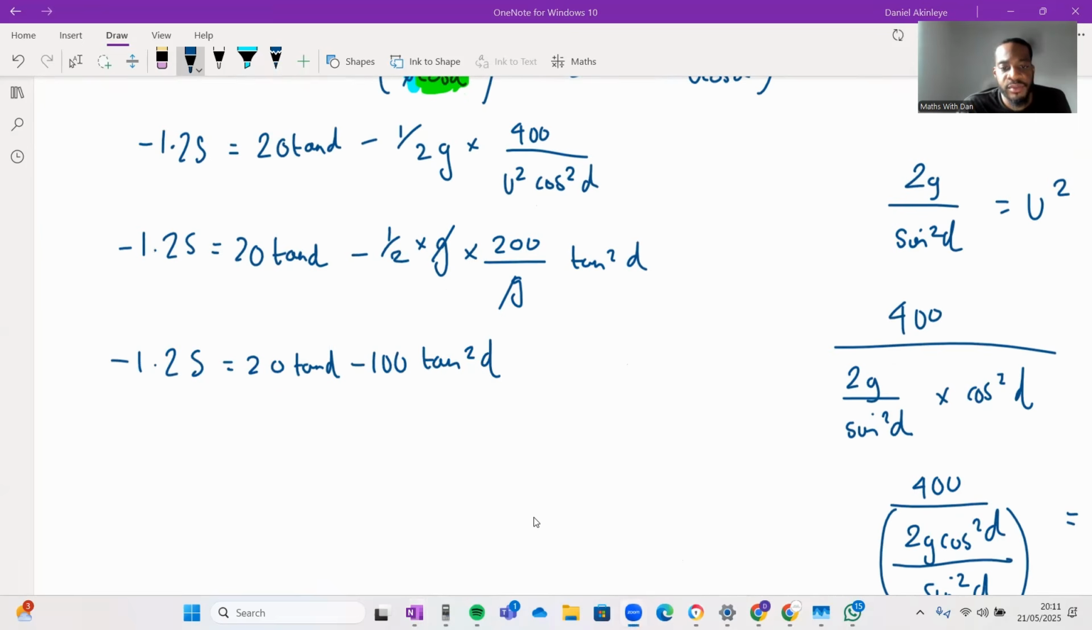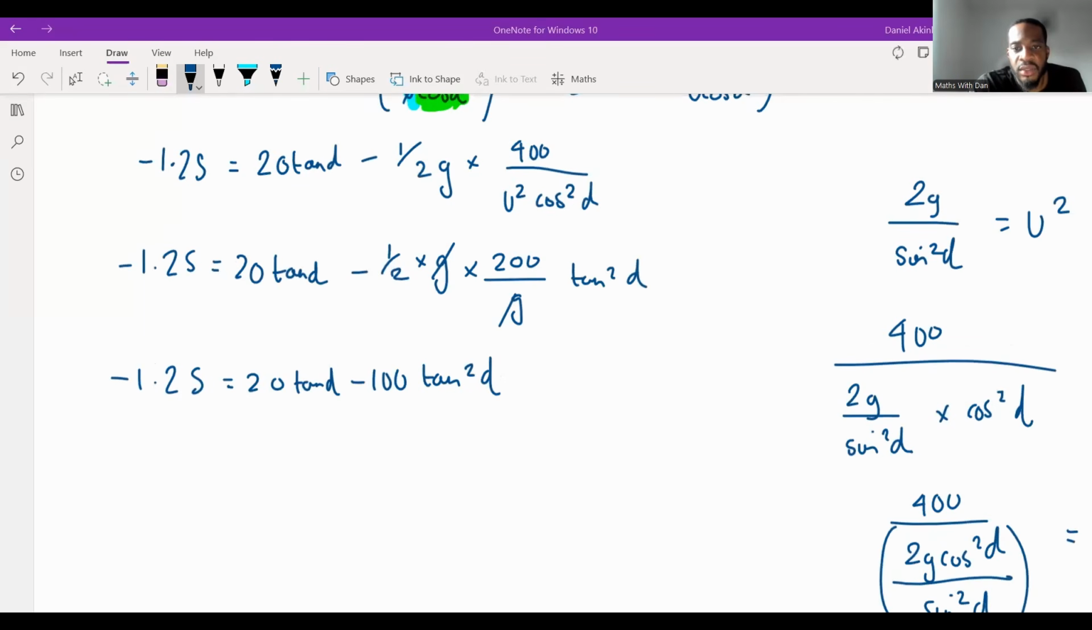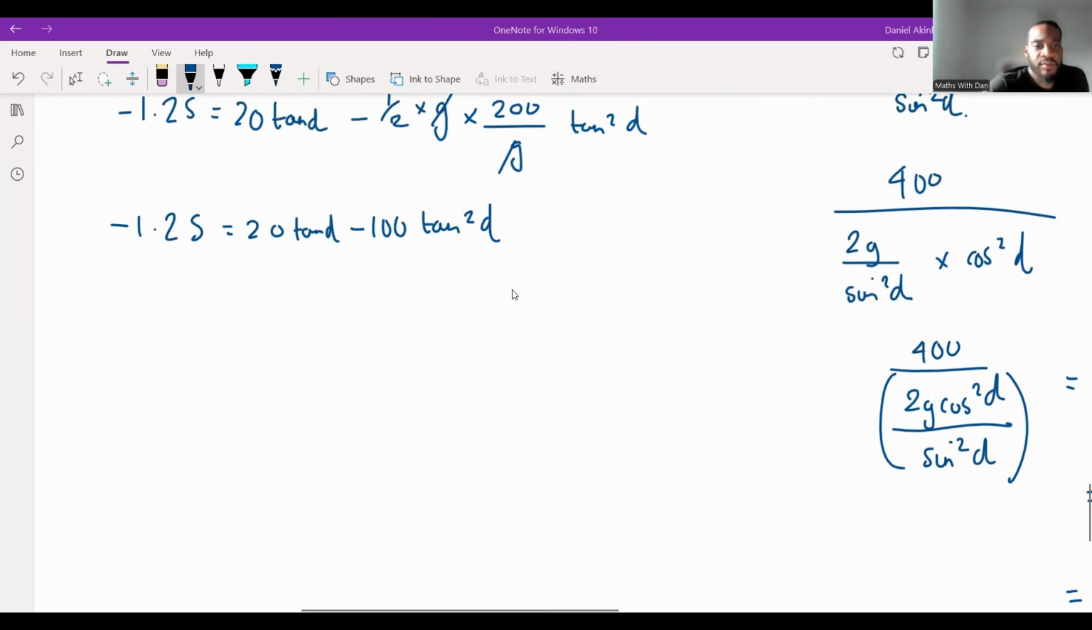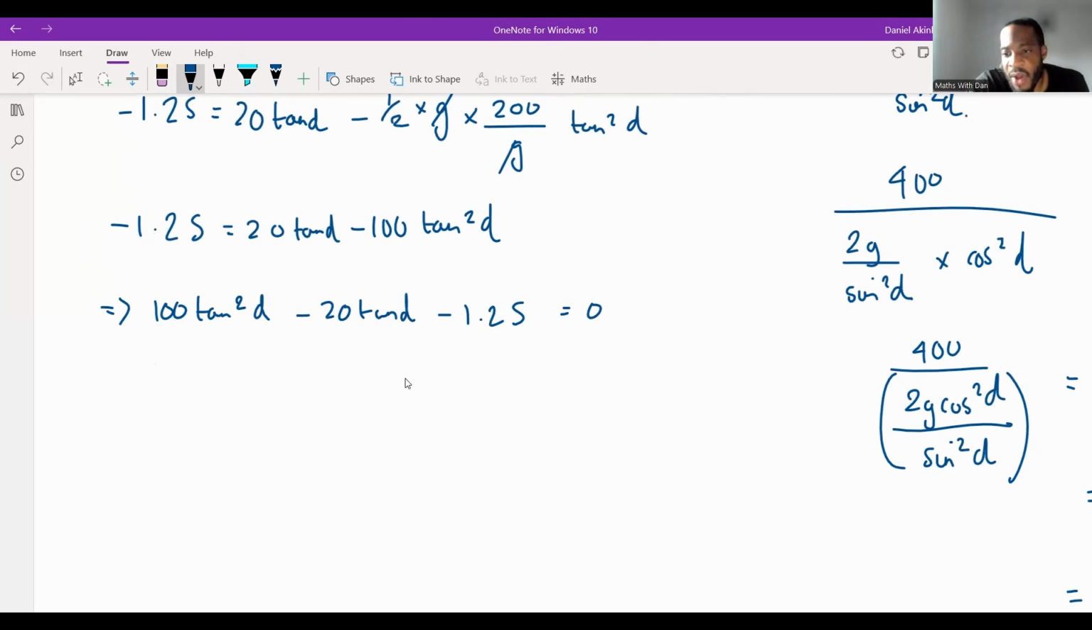Everybody happy with that? Do you guys agree? It's a bit lengthy. Let me just make sure I haven't made any mistakes. I think that's all good. Yeah, that looks good. Perfect, brilliant. So now I can move everything from right to left. So the quadratic becomes 100 tan squared alpha minus 20 tan alpha minus 1.25 is equal to 0. And then I could figure out what alpha is from there.